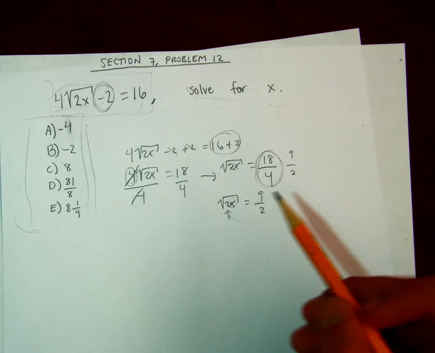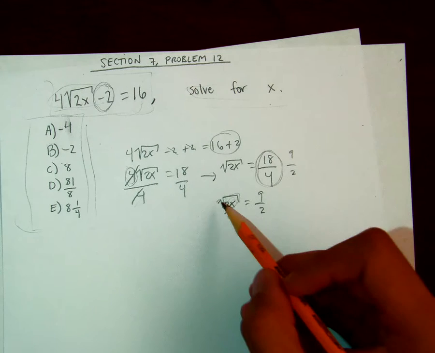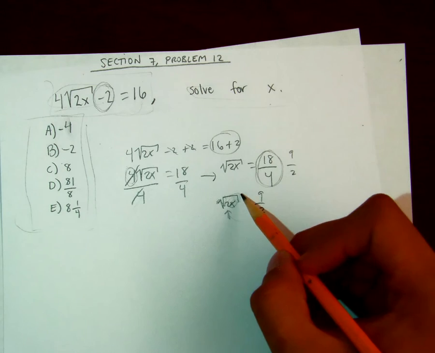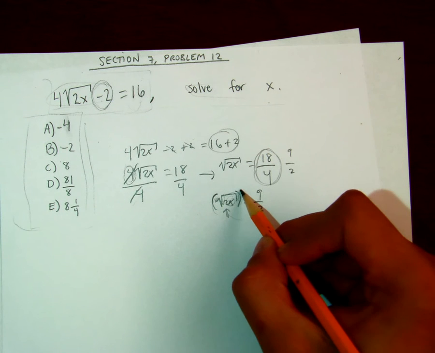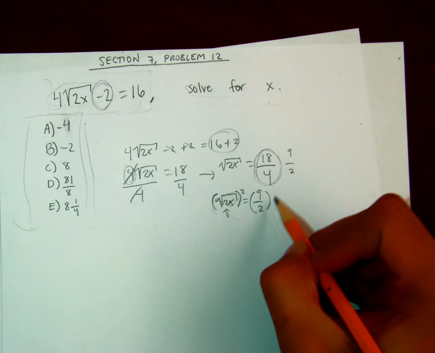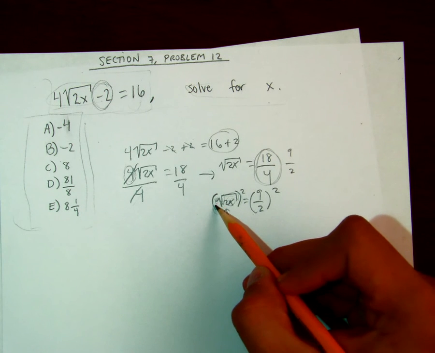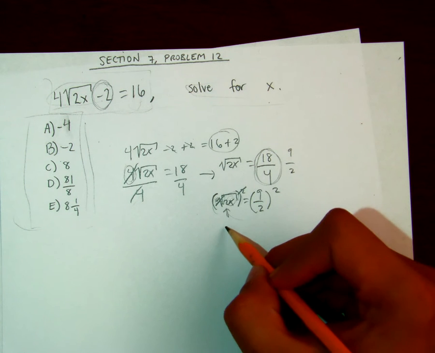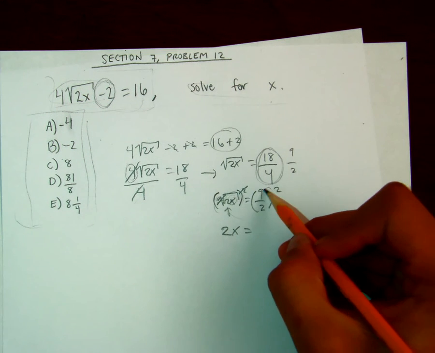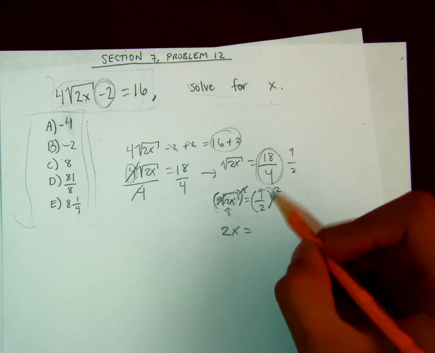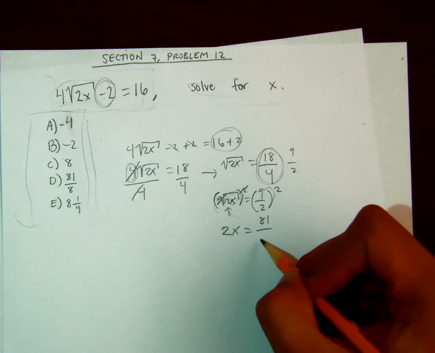Next, however, there's a square root enclosing that problem. So I'm going to get rid of that square root first, and to do so, we square both sides. So square root of 2x squared equals 9 over 2 squared. Then we do the math, and like I said, the square root and the square cancel out, and you will be left with 2x equals, and you distribute the square to both terms. So 9 squared is 81 over 2 squared, which is 4.